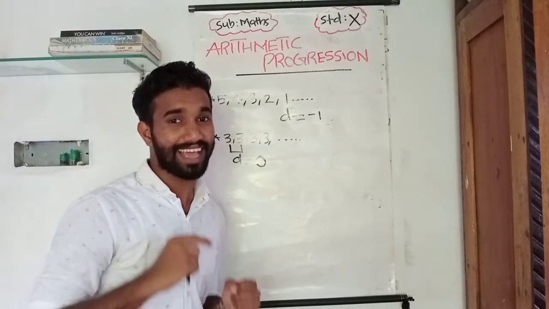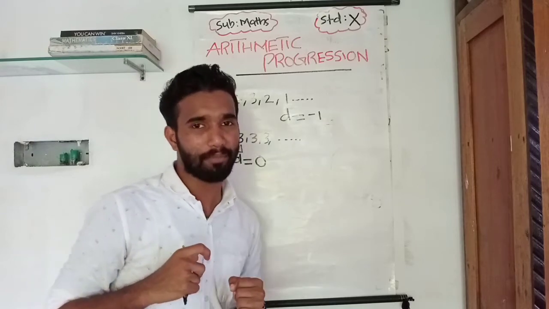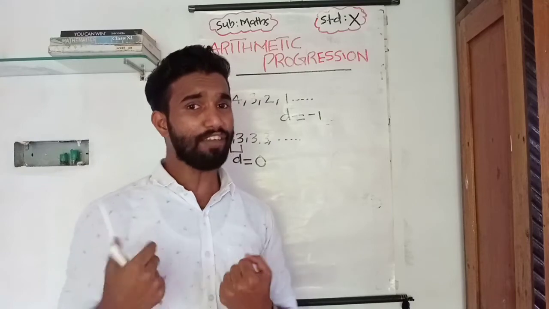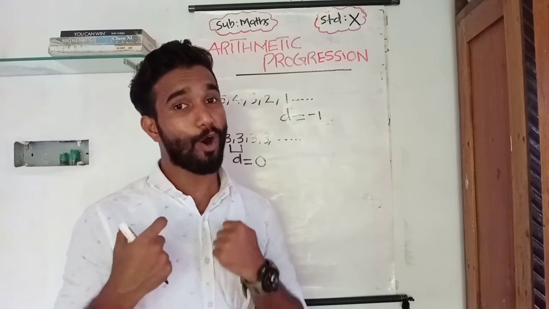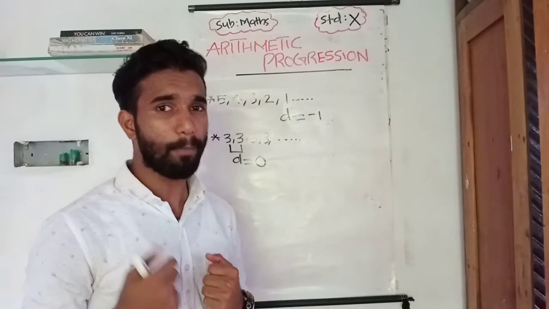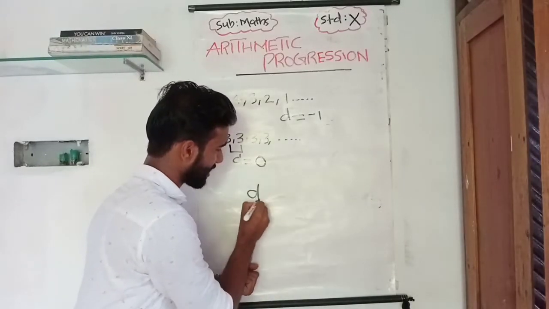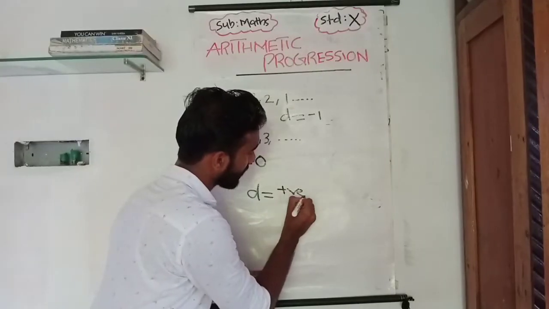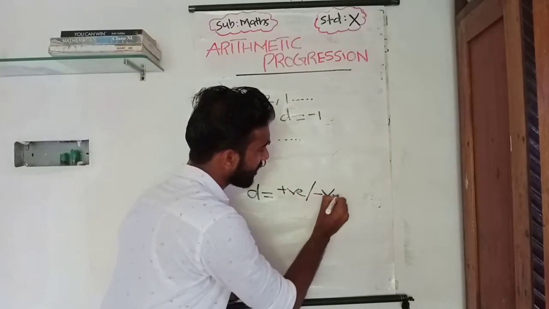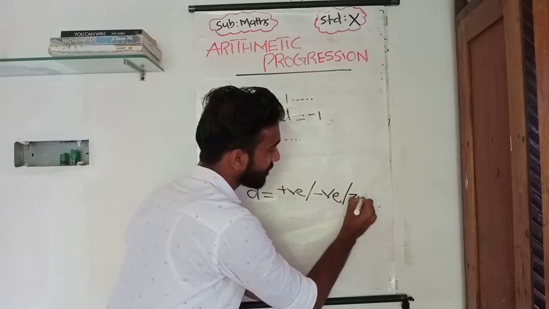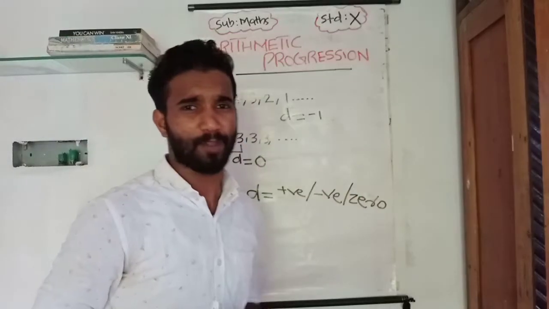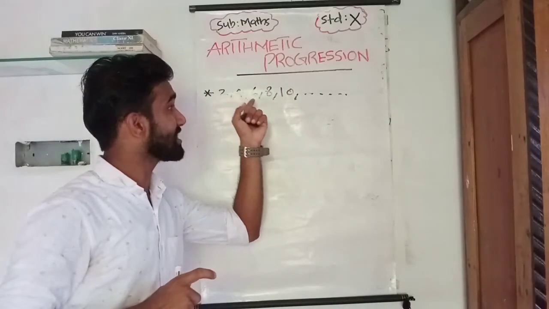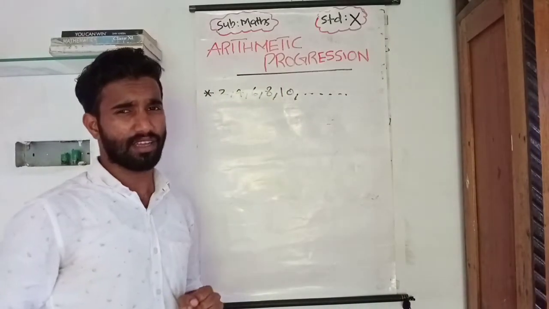You got it? Apply the same concept to arithmetic progressions, and we will understand that d can be 0, negative or positive. Common difference can be positive, negative and 0.